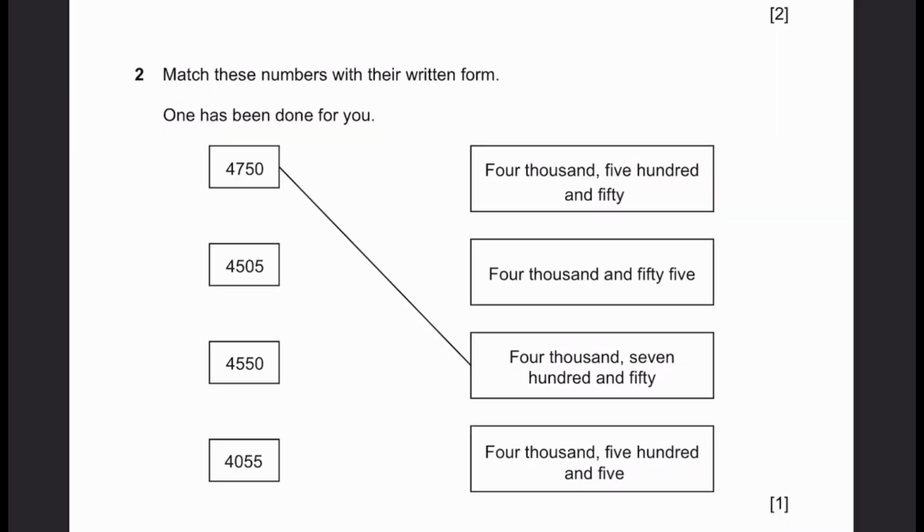Question 2. Match these numbers with their written form. One has been done for you. So 4,750 is equal to 4,750 in words. 4505. 4,505. The last option down there. Next. 4550. 4,550. Which is the option number 1. 4055. 4,055, which is the only option left.